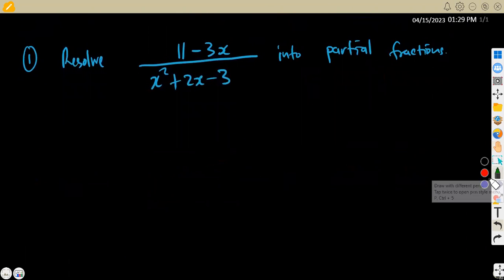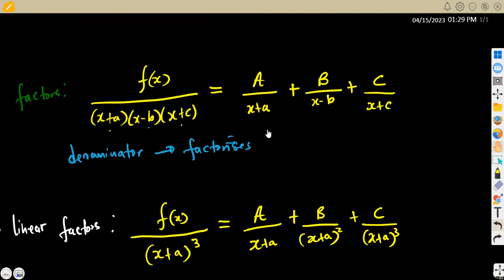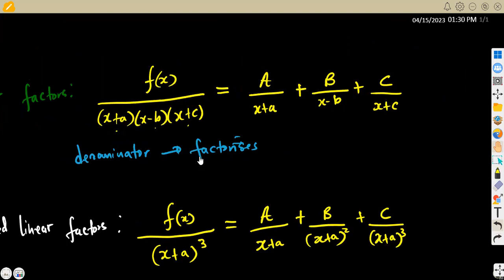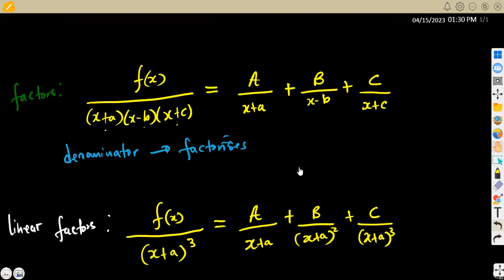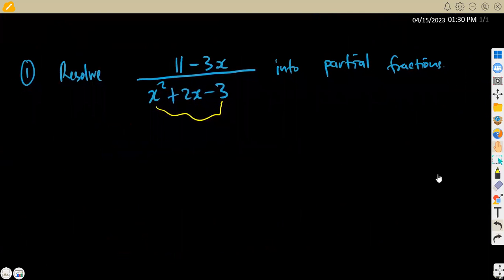So now if we check here, this is a proper fraction. Why? This is x to the exponent of 1, and this is to the exponent of 2. So we've got a lesser exponent in the numerator than the denominator. So it's a proper fraction, and we can resolve this into partial fractions. The next thing you are supposed to do after checking that it's a proper fraction is to check, can you factorize the denominator? Remember what I said on linear factors, that the denominator must factorize. If the denominator is not factored, then it's a quadratic. So in this case, we have to check whether we can factorize our denominator.